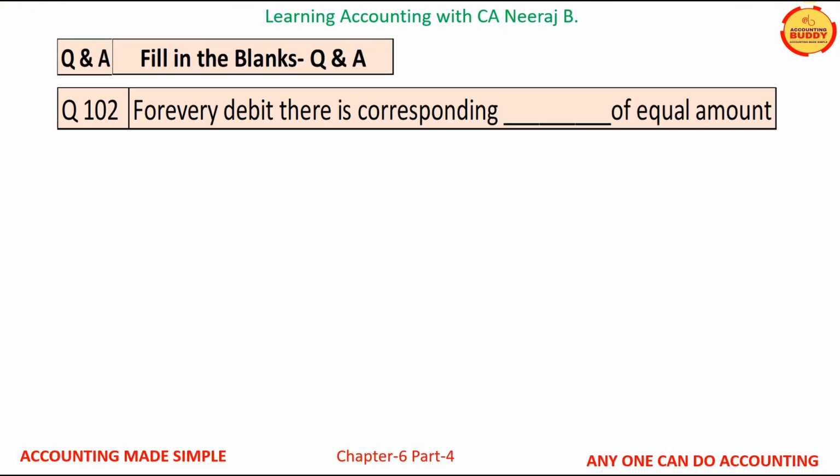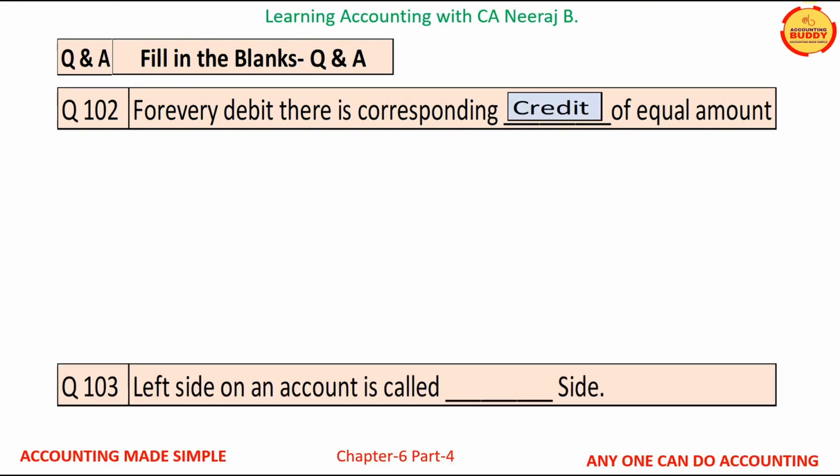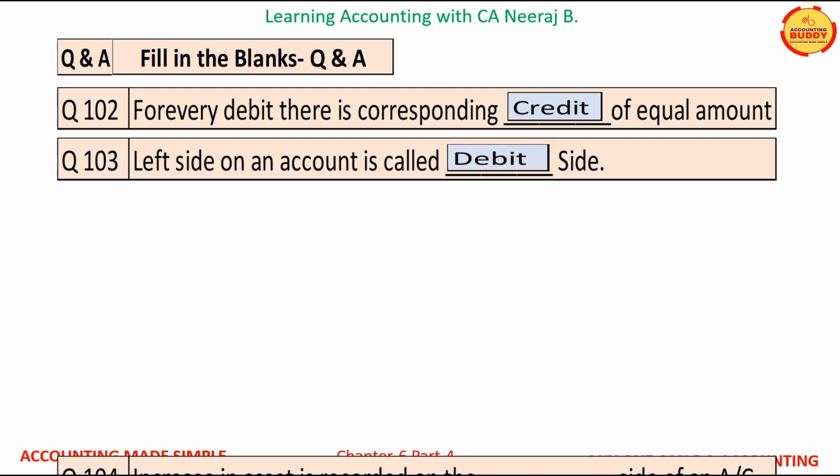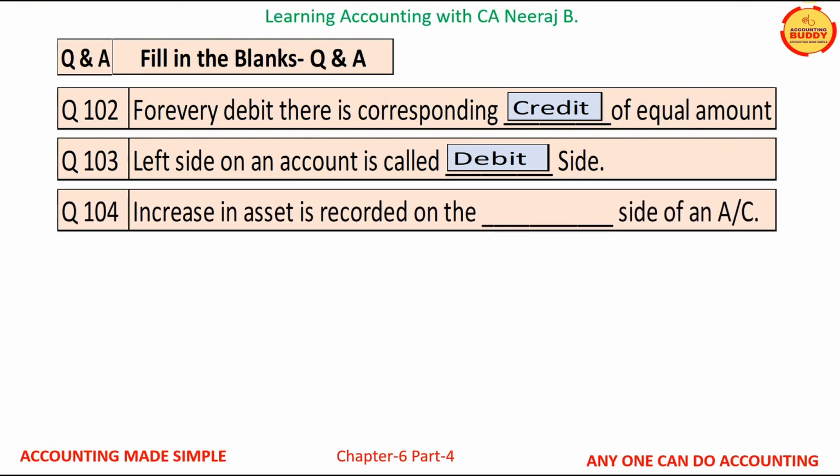Question number 102 on your screens is for every debit there is a corresponding dash of equal amount. The correct answer is credit. Question number 103 on your screens is left side of an account is called dash side. The correct answer is debit side. Question number 104 is increase in asset is recorded on the dash side of an account. The correct answer is debit side of an account.